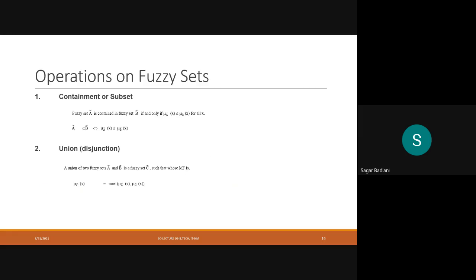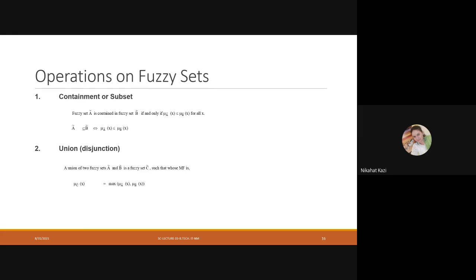Okay. Operations on fuzzy sets. These are the operations: containment or subset operation. So what is containment? Two batches have already done their practical, where we started discussing the operations. The definition of containment or subset is that all the membership values of A should be less than or equal to the membership values of B. Then A is said to be contained in B, or A is said to be a subset of fuzzy set B. Okay.